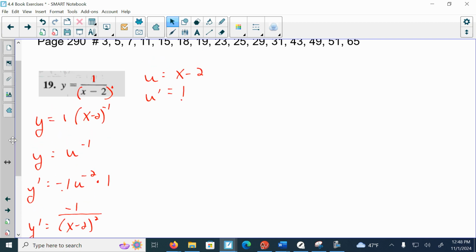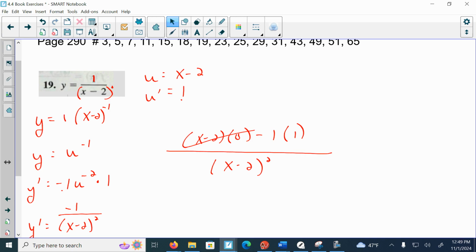I could, by all means, keep the denominator the same, take the derivative of the numerator, which would be 0, minus, leave the numerator alone, take the derivative of the denominator, which is just 1, all over my denominator squared. When I do that, this is multiplied by 0, so that's gone, so I have negative 1 over x minus 2 squared. Either way is fine. But if I have a constant in the numerator, I prefer to do the chain rule.